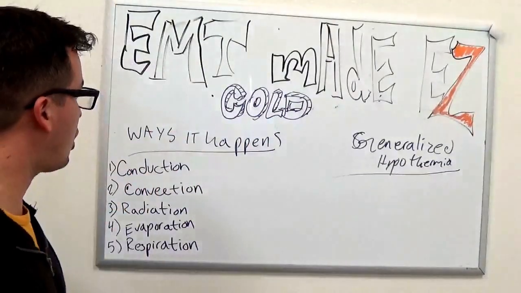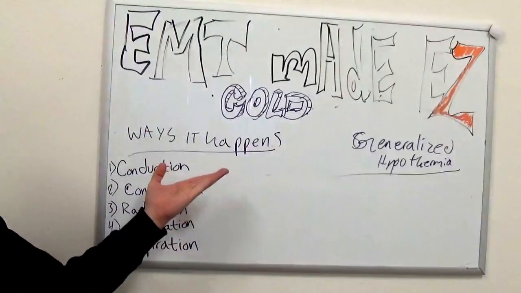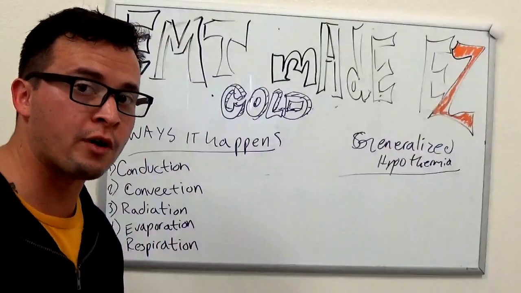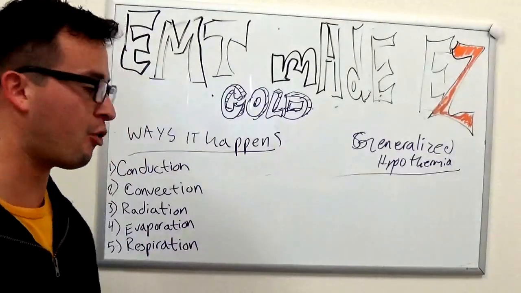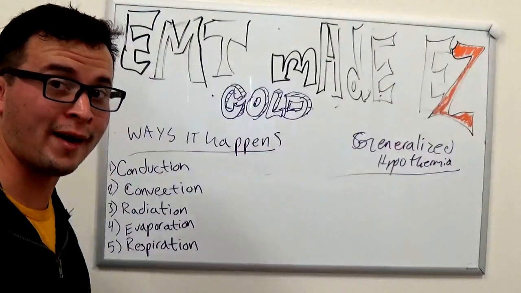Anyways, so the code. First, we're gonna be going over the ways that you get hypothermic. Hypothermic is a fancy word for being cold. So your patient is hypothermic. It can happen in one of these 5 ways or in a combination of all of them, right?